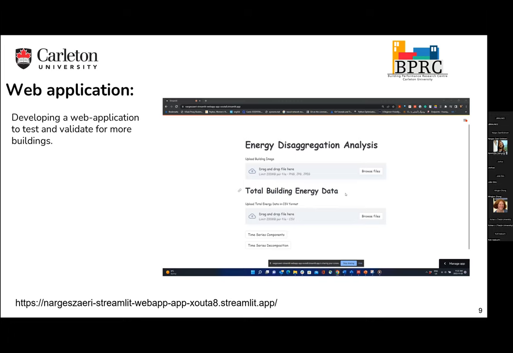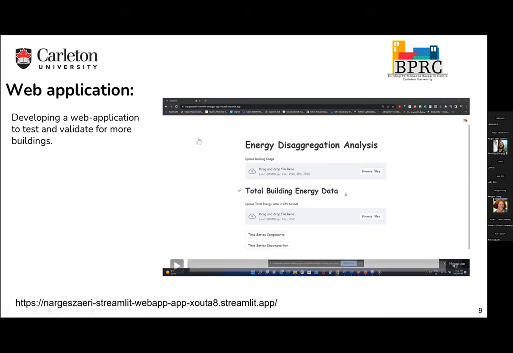I also want to say this project is done for the National Research Council, and they are developing tools to help federal government buildings. There are many federal government buildings in Canada owned by the Department of National Defense and Public Works. These buildings don't necessarily even have adequate metering whatsoever. The only thing they have is hourly historical energy use data, and we're trying our best to give them guidance on where they use their energy with that limited information in hand.